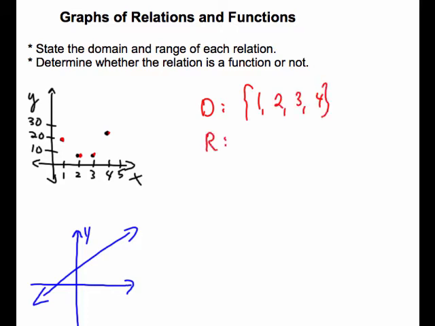For our range, we have output values, in this case y values of 10. A y value of 10 is being used twice. A y value of 20 for this point, and a y value of, let's say that's 25 for that.